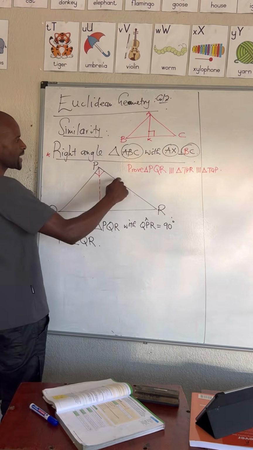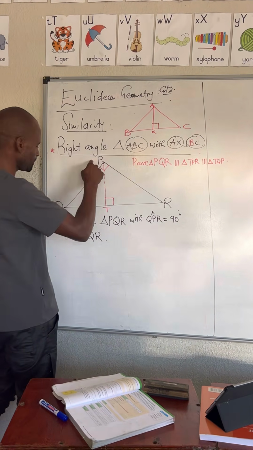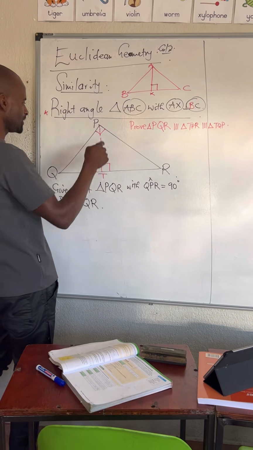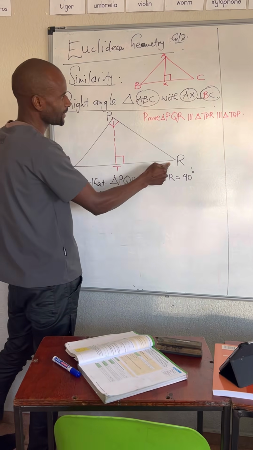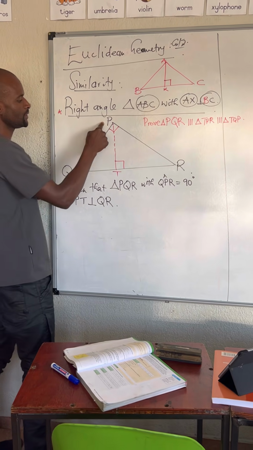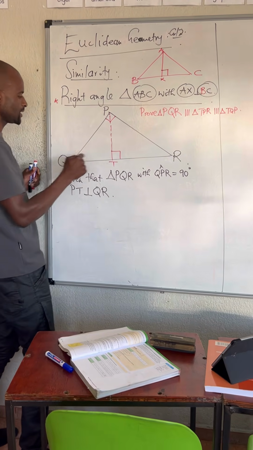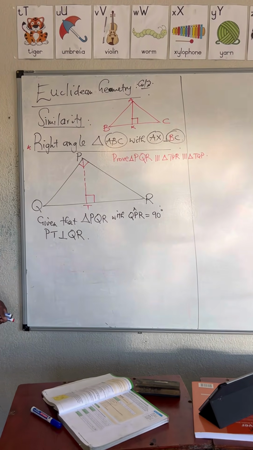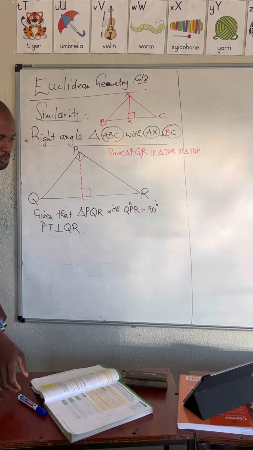written here. Prove that triangle PQR is similar to triangle TPR and TQP. So we want to prove this similarity. So what do we do?